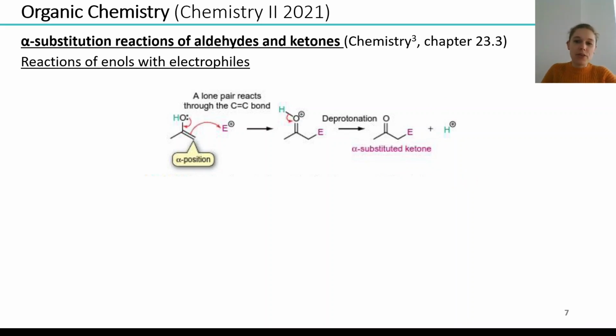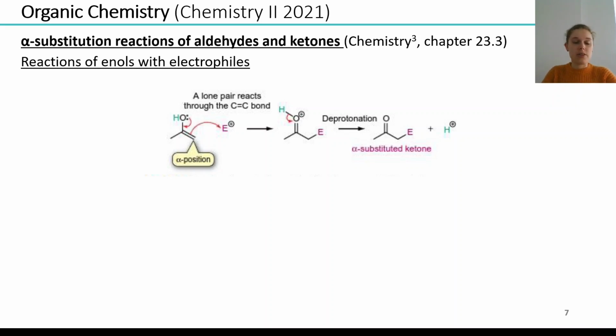And as you might already see, this first step, so the nucleophilic attack of the carbon-carbon double bond, is very similar to the mechanism we saw for the reaction of alkenes with an electrophile. However, enols are stronger nucleophiles compared to the carbon-carbon double bonds. In organic synthesis, the reaction of enols with electrophiles is commonly used in order to introduce a halogen in alpha position of an aldehyde or ketone.